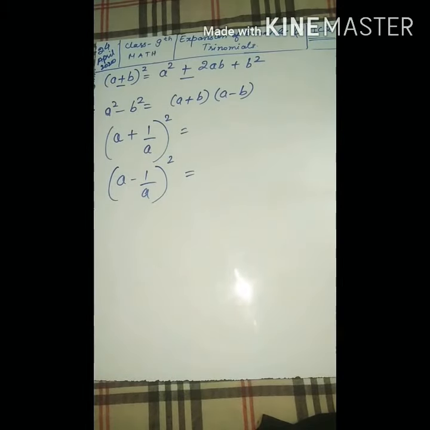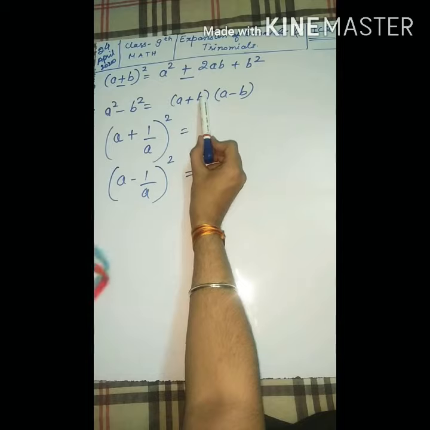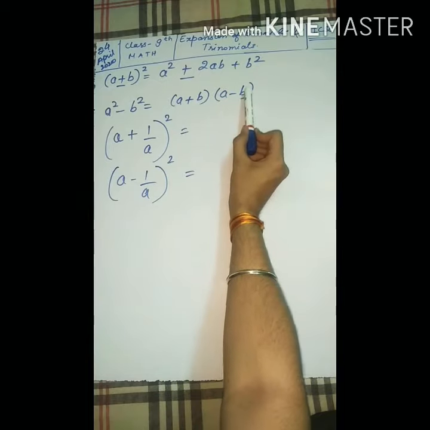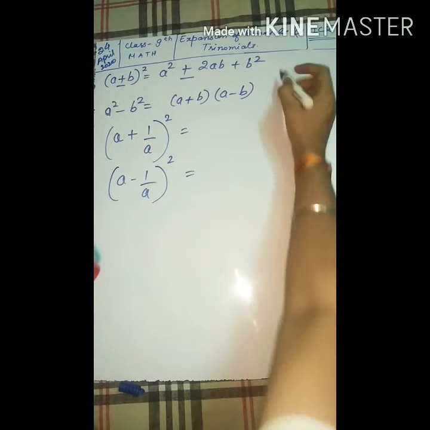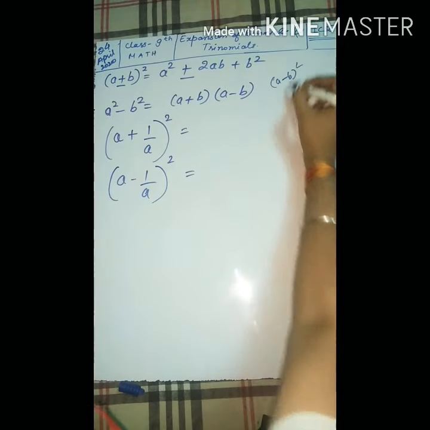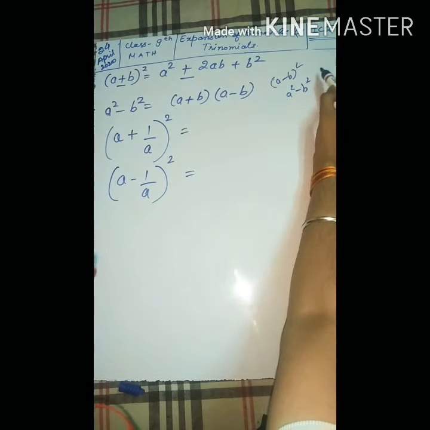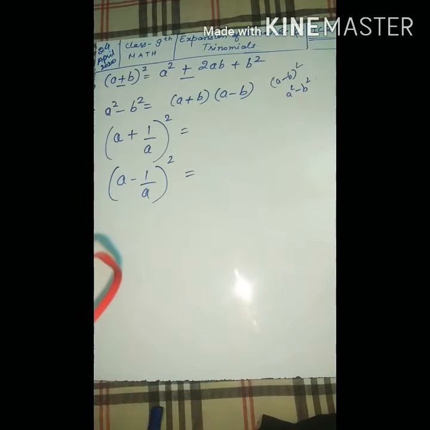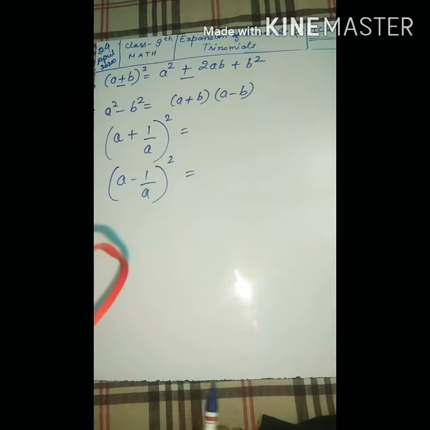Then comes the second identity. This is a square minus b square, which says (a plus b) into (a minus b). This you have to remember. Students get confused between (a minus b) the whole square and the a square minus b square identity. These two identities are totally different. Please see to it. Then let us come to the next identity.